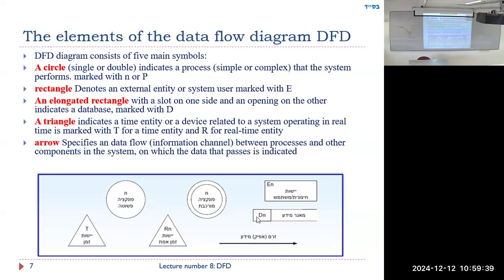And then there's this more narrow one. What do they call it? What's that called? Yes, a rectangle with a box on it. That's a database. Okay.